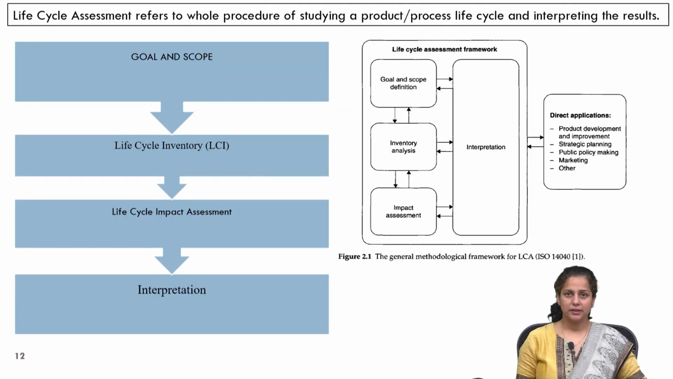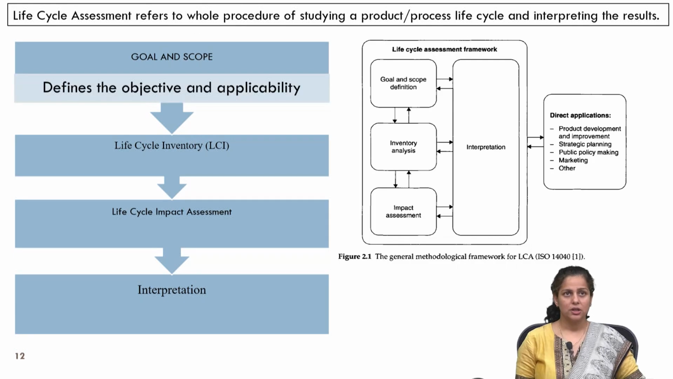So, in LCA there are 4 main steps as defined by the ISO standards. The first step is goal and scope, which defines the objective and applicability of your LCA. This is where we define what the goal of my LCA is. So, that makes it very specific for decision making, and the application, in the sense of where it is applicable in terms of what data you are using and what kind of system you are modeling.